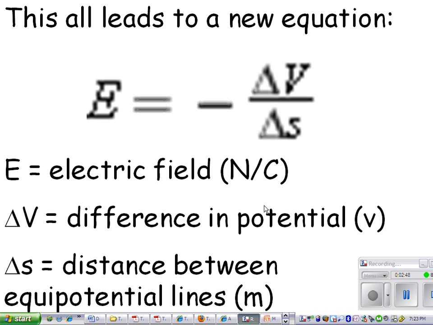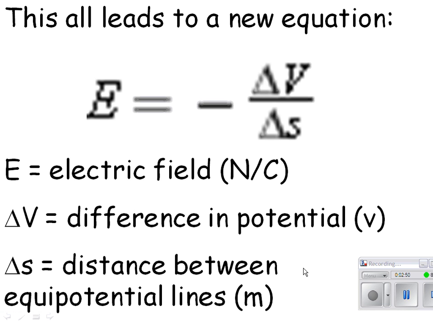The E is the electric field in newtons per coulomb. The delta V is the difference in potential V, that's volts. Delta S equals distance between equipotential lines. So it's like a gradient. It's how quickly potential changes over a distance.